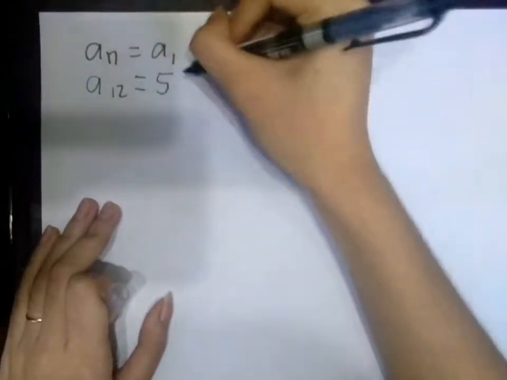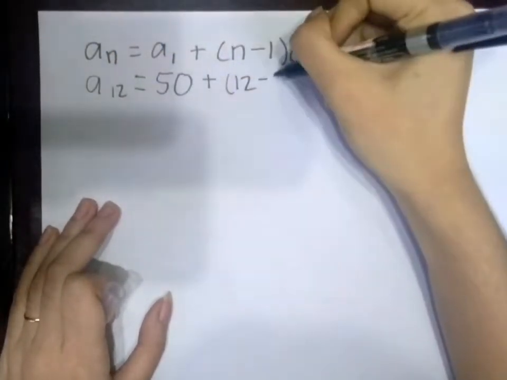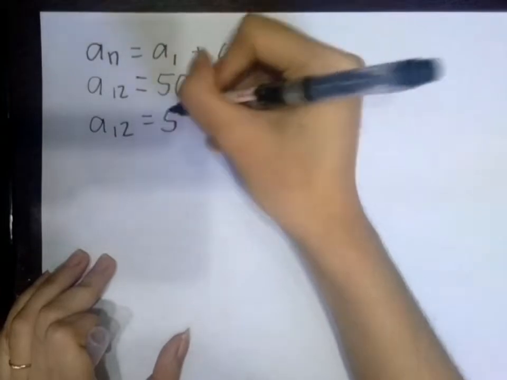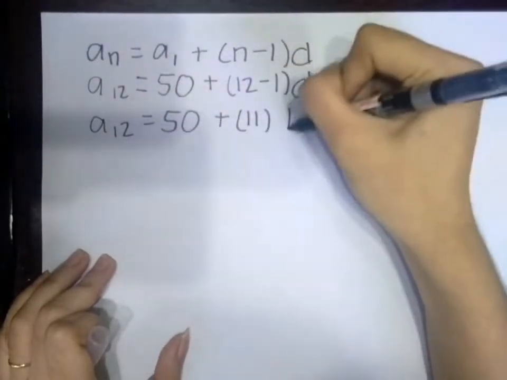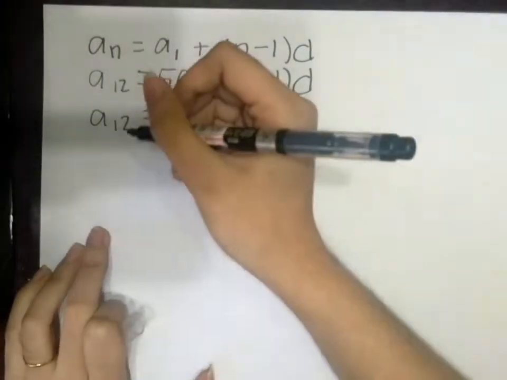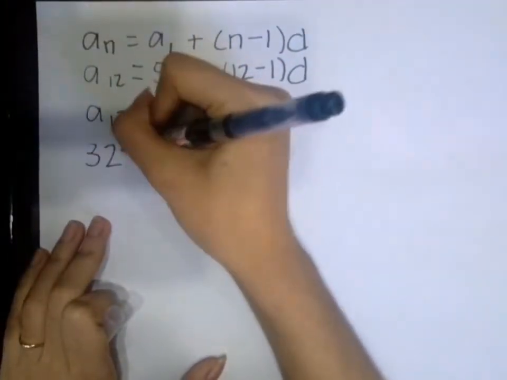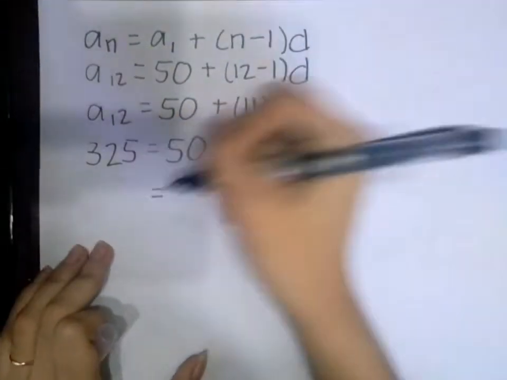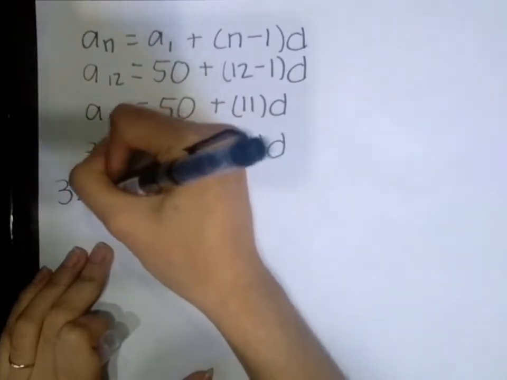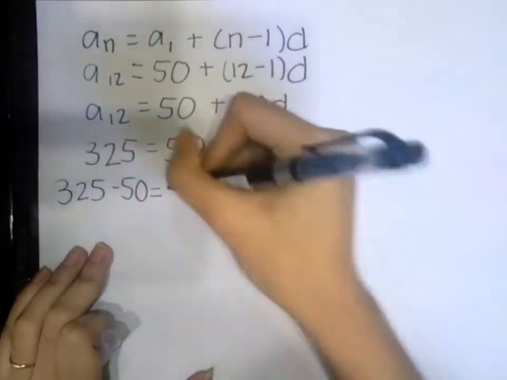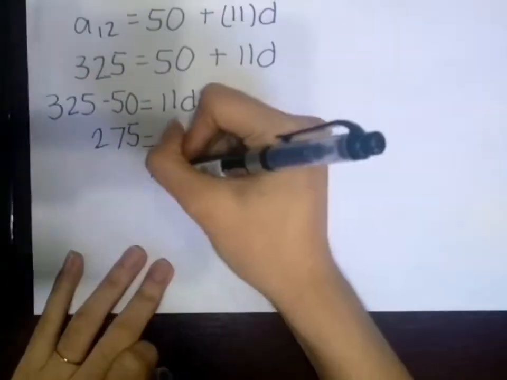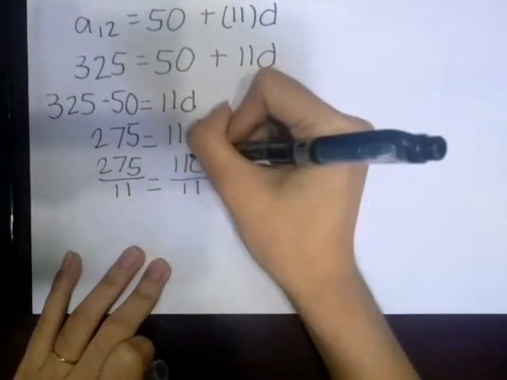Let's look for the common difference for the arithmetic means. We will still be using the same formula we used last time. Substitute a sub 12 with 325, a sub 1 with 50, and n with 12. Now let's solve it. 12 minus 1 is 11, and let's multiply it with d, which will give us 11d. Now transpose the 50 to the other side with the 325. Always remember that when transposing, the signs will change. Now subtract and divide both sides by 11.